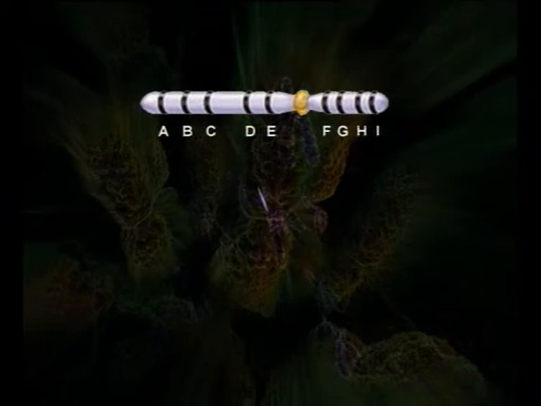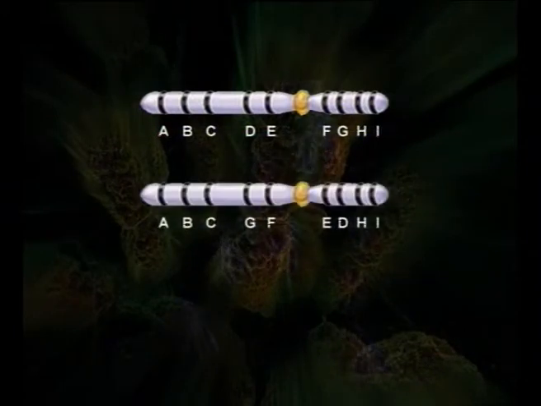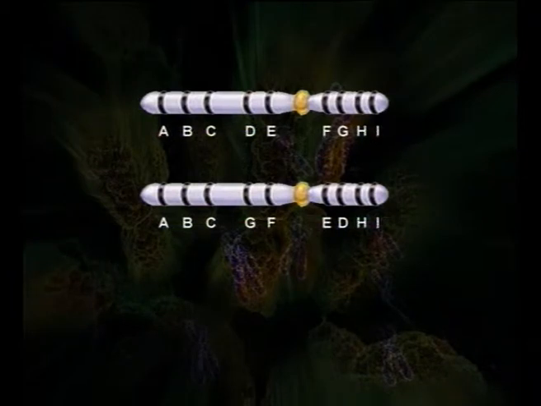On the other hand, in case of pericentric inversion, you will see in this case the segment which is involved in this breakage is DEFG. Between E and F there is a centromere, and a reunion of this segment in an inverse manner will produce a pericentric inversion, and hence the order of genes now is A, B, C, G, F, E, D, H, I.